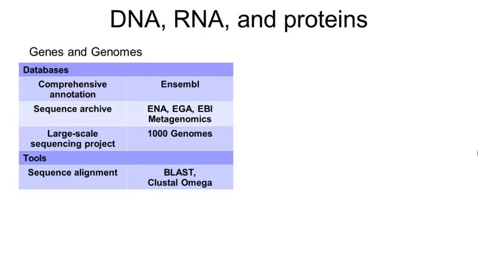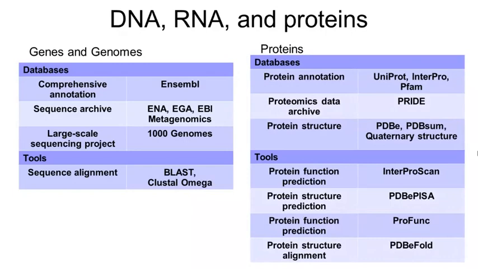EBI supports BLAST search of sequence databases and multiple sequence alignment by Clustal Omega. For protein sequences and functional domain annotations, EBI provides several very useful secondary databases, including UniProt, InterPro, and Pfam. In addition, it hosts PRIDE, which is a large repository of mass spec proteomics data. EBI also provides data on protein structures in resources such as PDBe, PDBsum, and quaternary structure. In addition to databases, EBI also provides lots of tools for protein sequence and structure analysis, such as InterProScan, PDBe PISA, ProFunc, and PDBe Fold.